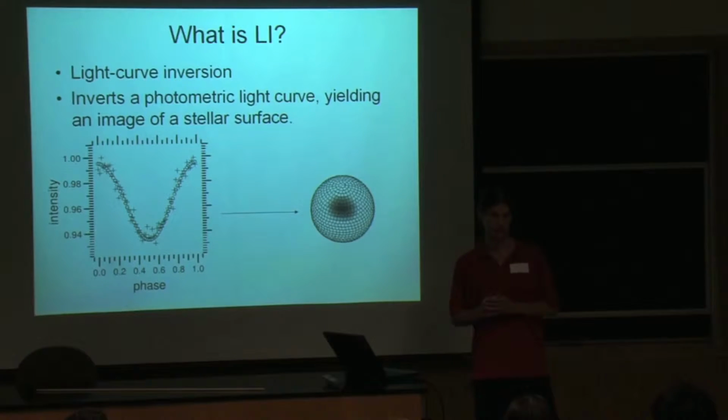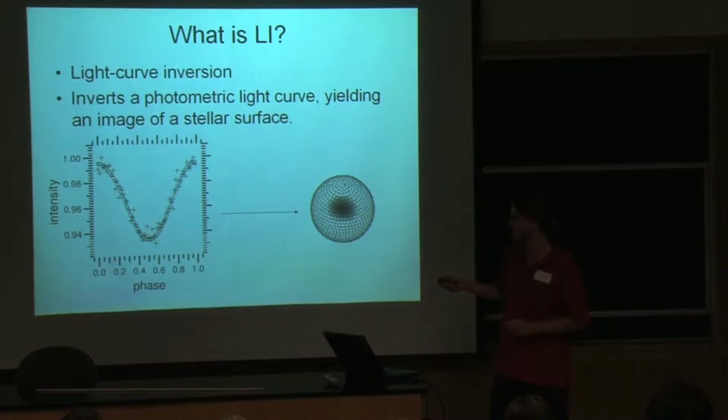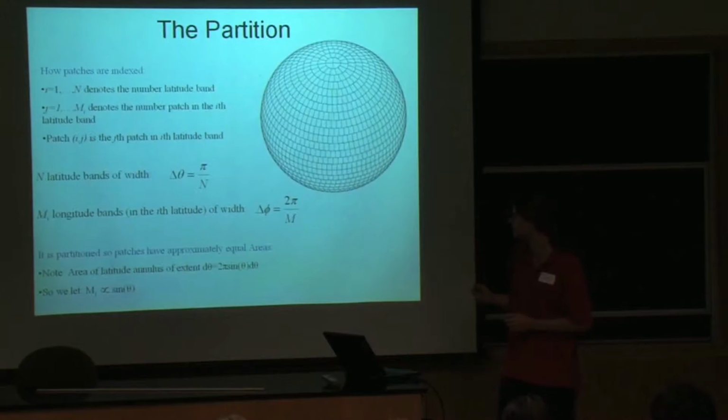What the light curve inversion program does is it inverts a photometric light curve, which shows how the intensity of a star changes with its rotational phase. So as it rotates, we're going to see changes in the brightness of the star. It takes that and gives us a stellar surface, and it will show us where the star spots lie on the star, which are areas that appear dark to the rest of the star. They're like sunspots on the sun, basically.